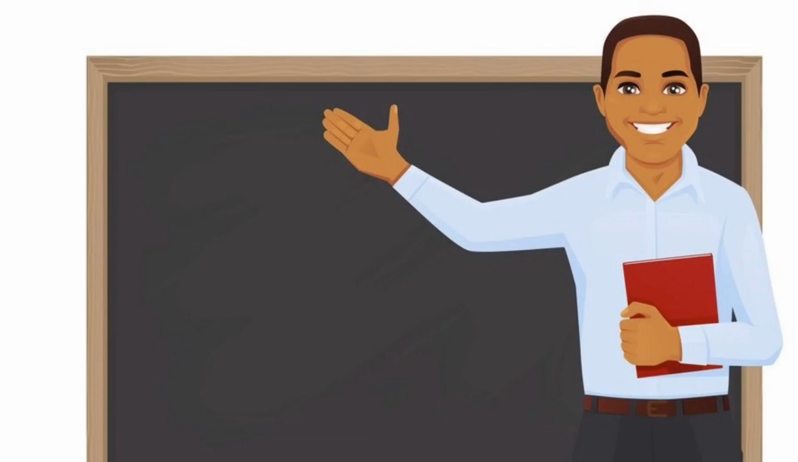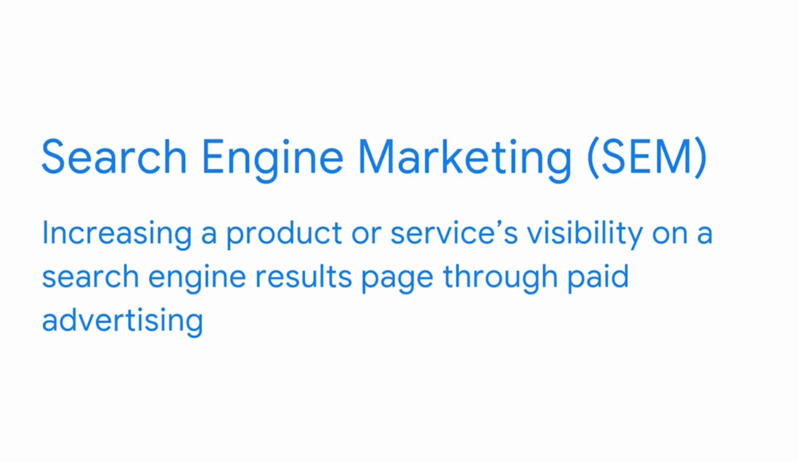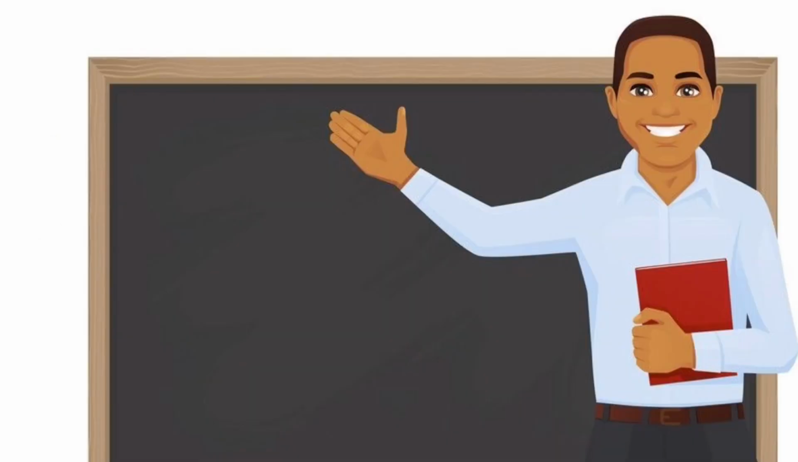There are two main ways to get a business found in search engine results pages, or SERPs: search listings and paid ads. The paid portion of a placement on search results pages is called search engine marketing, or SEM. Search engine marketing is increasing a product or service's visibility on a search engine results page through paid advertising. As a digital marketer or e-commerce analyst, you may be tasked with setting up SEM-based ads. You may also need to review the performance of your ads to make improvements to existing ads.